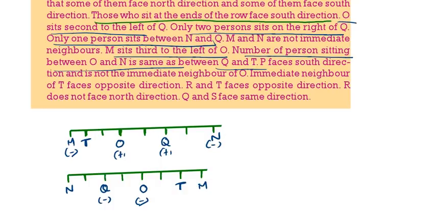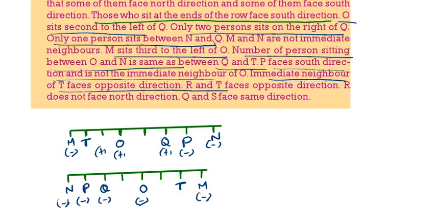Then P faces the south direction and is not the neighbor of O. P is not the neighbor of O means P will come here and P faces south direction. The immediate neighbors of T face opposite direction. T's immediate neighbors are opposite, so 1 minus and 1 plus. Those who are at the end face south direction.